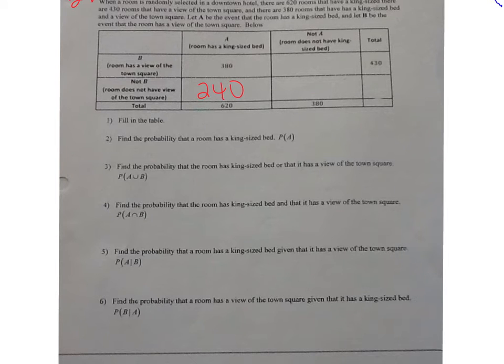Now we also have that there are 430 rooms that have a view of the town square. So here is my row of rooms with a view of the town square. That's 430 rooms. 380 of those rooms have a king-size bed. So what will be left are the rooms that have a view of the town square that don't have a king-size bed. So I'm going to take 430 and subtract 380, and I will get 50. So 50 goes right in here.